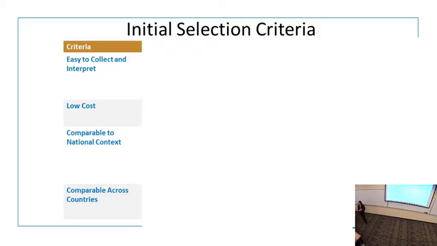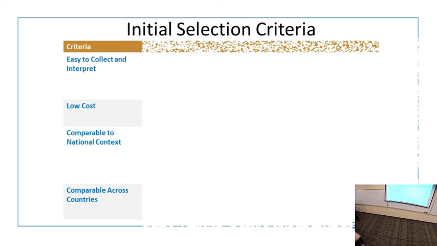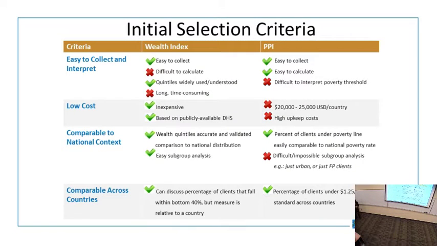They wanted it to be comparable to a national context so that you could compare it to what's happening in your country, and something that you could compare across countries. And so we looked at the Wealth Index and the PPI and said, they both do a lot of really great things, but neither of them fully satisfies all of the criteria for our NGOs.